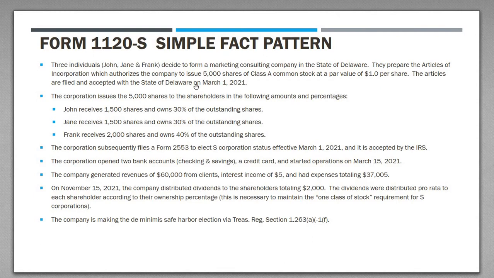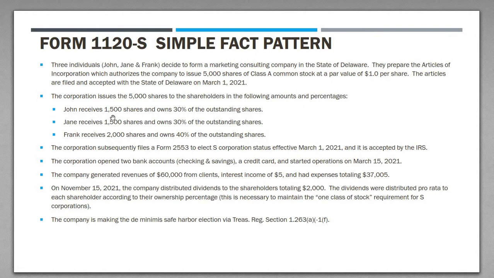So they prepare these articles of incorporation, and within the articles it says that the company is allowed to issue 5,000 shares of Class A common stock at a par value of $1 per share. They file these articles with Delaware on March 1st, 2021. So that's the date the company was incorporated. The company then issues 5,000 shares, right? It's authorized to issue 5,000, goes ahead and issues all 5,000 to three shareholders in the following amounts and percentages.